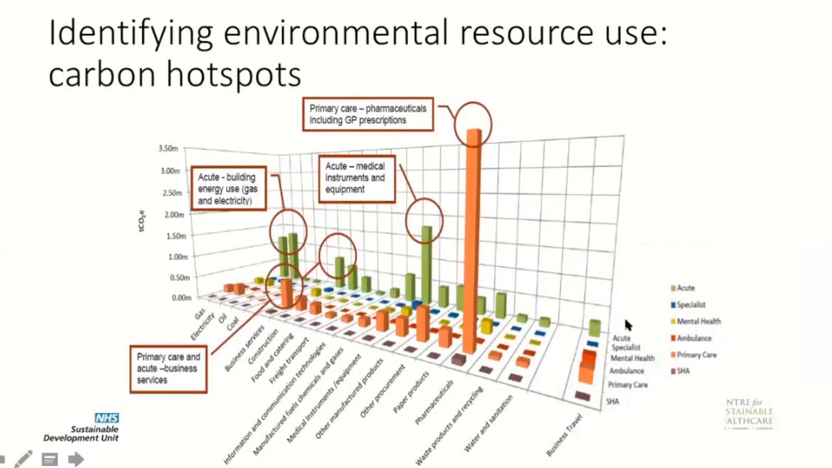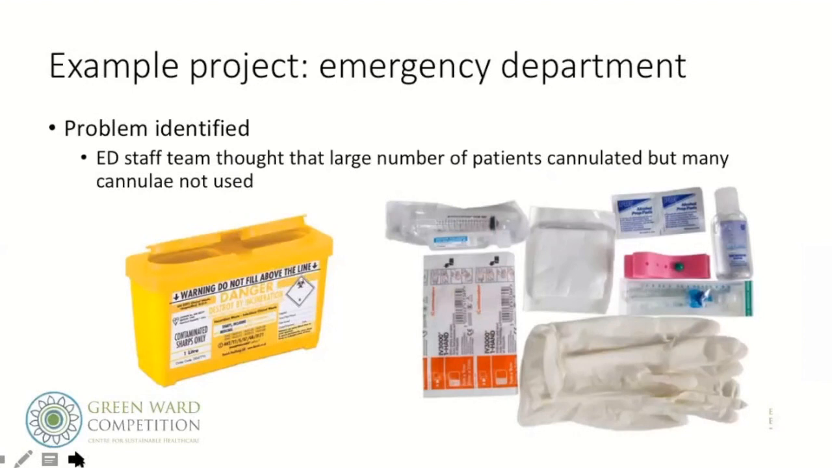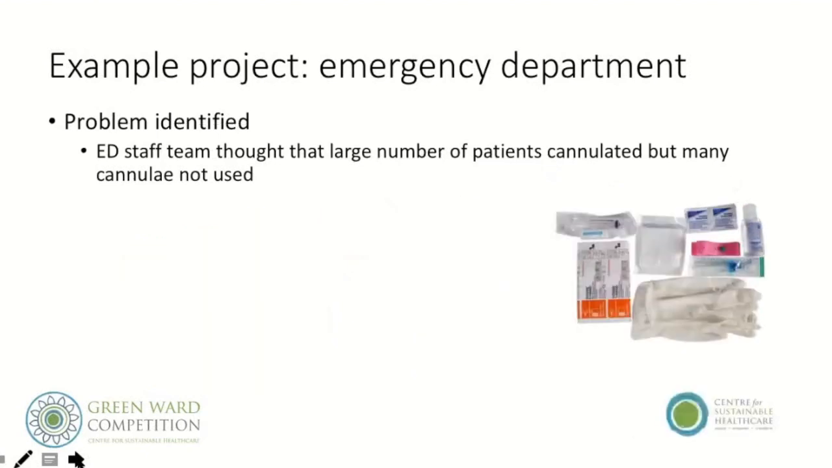If you look at the green columns at the back, that's for the acute care sector. Look at the tallest spike there: that's the procurement of medical instruments and equipment, which contributes a big chunk of the carbon footprint of the acute sector. They thought about the use of equipment in their department, and they thought that actually a large number of patients are cannulated, and quite often those cannulae aren't used. They thought about all the equipment that goes into setting up to cannulate somebody, which sometimes doesn't go in on the first attempt, and then at the end the sharps obviously have to be disposed of responsibly and so forth. So that might be an opportunity.